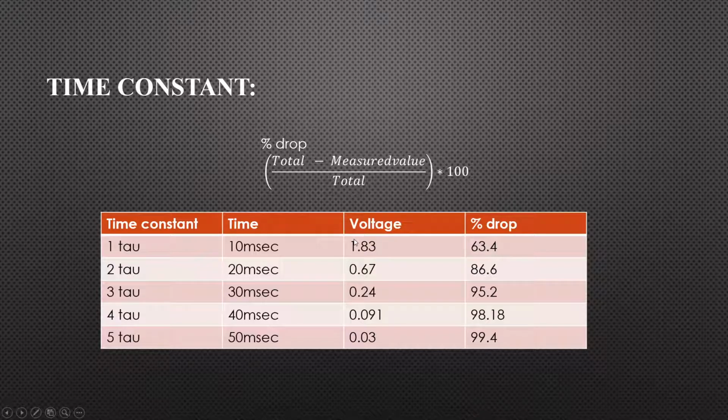As I told you before, in an RC circuit, at one time constant, if you have given the right frequency, the capacitor is 63% charged or discharged, and at 5 tau it's completely discharged or charged.